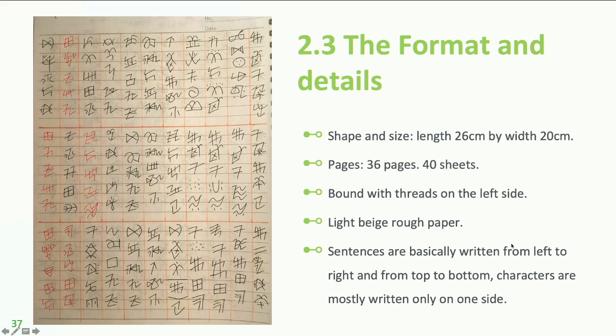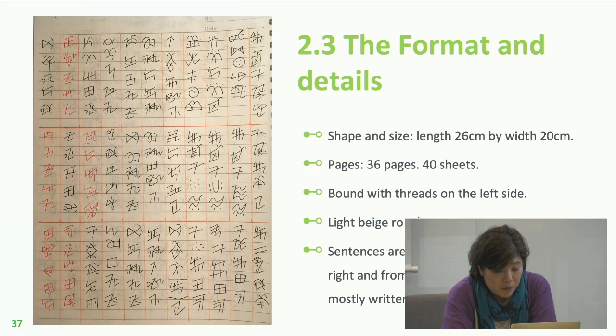Here, the left picture is one page of this manuscript. Due to the copyright, this image is what I copied during my research in Berlin. Shape and size: length 26 centimeters by width 20 centimeters. Pages: 36 pages and 40 sheets, bound with threads on the left side, and light beige rough paper. Sentences are basically written from left to right and from top to bottom. Characters are mostly written only on one side.